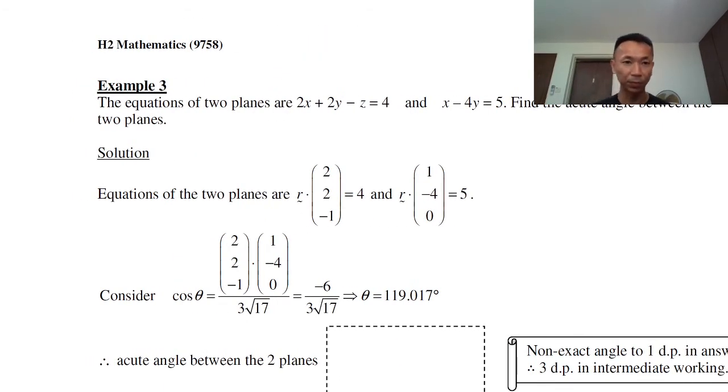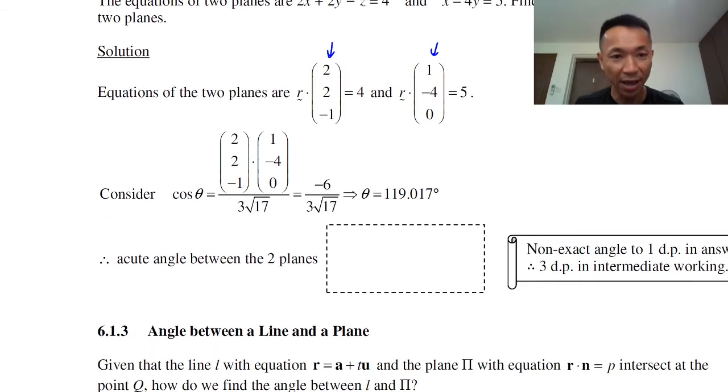Example 3. The equations of the two planes are these, this one and this one. Find the acute angle between the two planes. So we need to take the normal and normal, then take the dot product. You realize that it's a negative dot product, so you will get an obtuse angle.